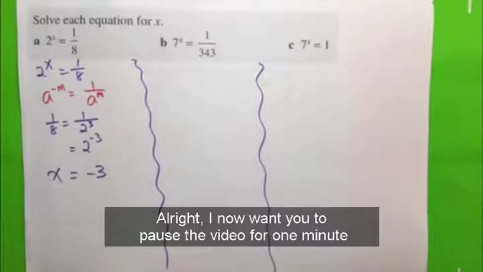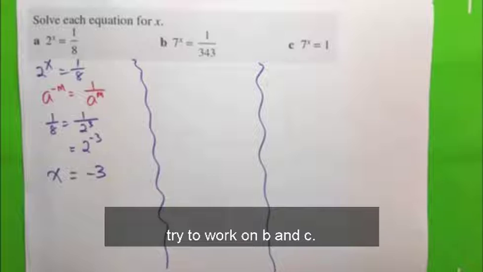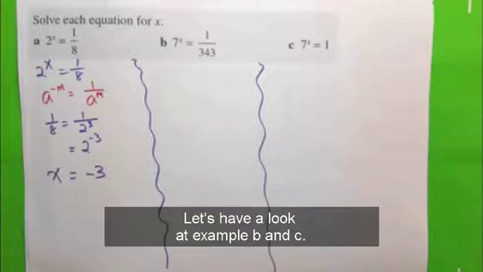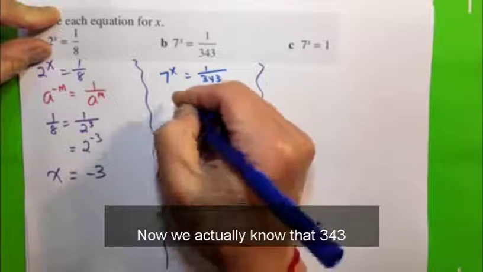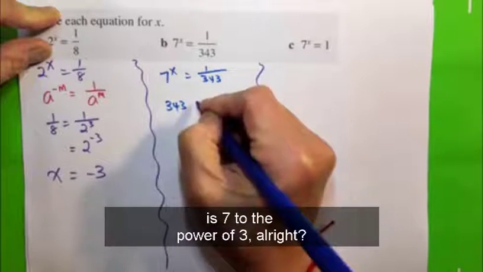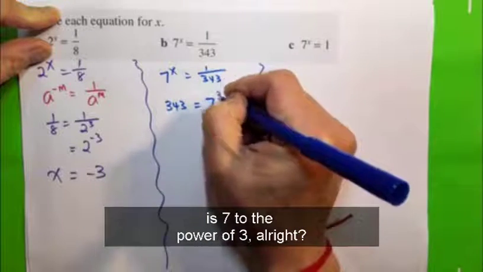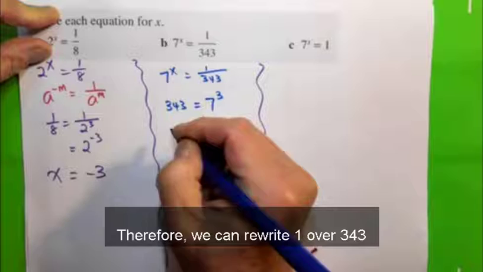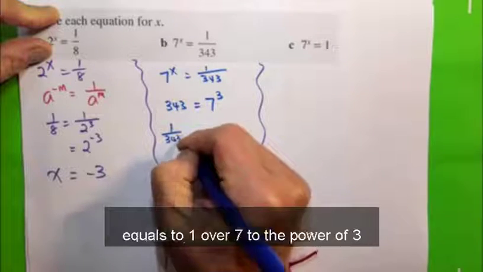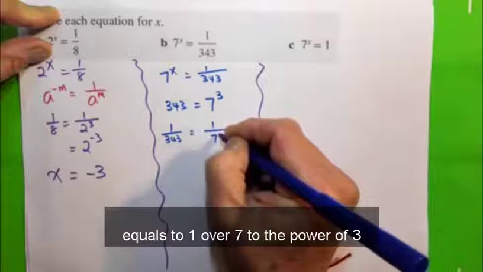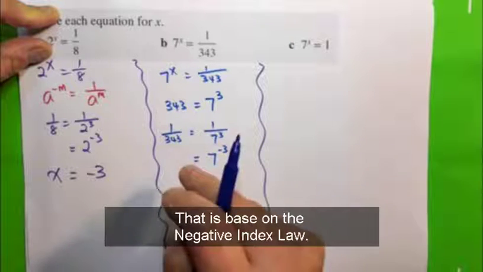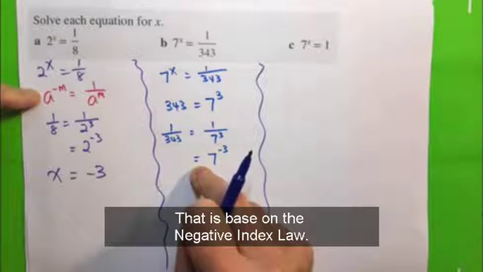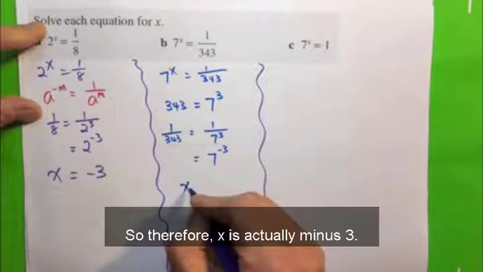Alright, I now want you to pause the video for 1 minute. Try to work on B and C. Let's have a look at example B and C. 7 to the x equals 1 over 343. Now, we actually know that 343 is 7 to the power of 3. Therefore, we can rewrite 1 over 343 as 1 over 7 to the power of 3. And that actually equals 7 to the power of minus 3. That is based on the negative index law. So therefore, x is actually minus 3.